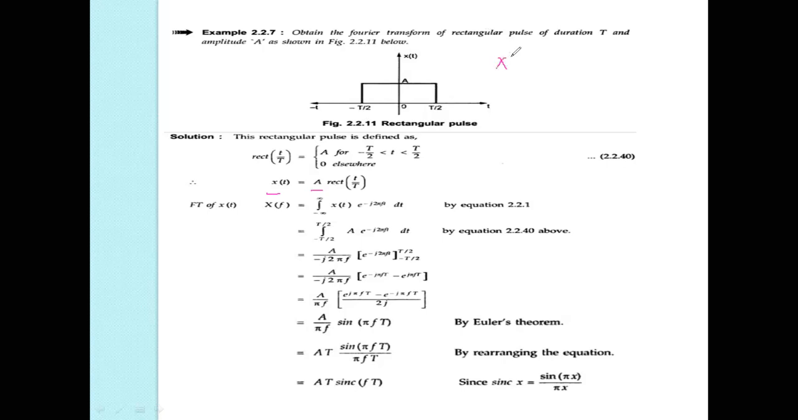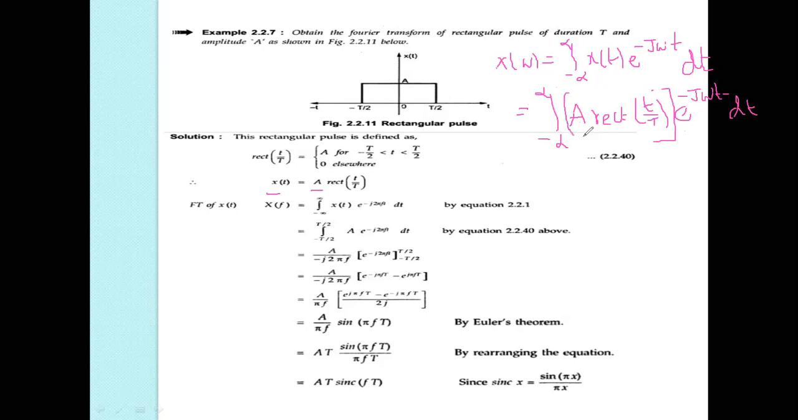X of omega is equal to the integral from minus infinity to infinity of x of t e power minus j omega t dt. This is the definition of the Fourier transform. The given signal x of t, its Fourier transform is X of omega. In this example, they are asking how to obtain the Fourier transform of a rectangular pulse. What is x of t? A into the rect of t by T, e power minus j omega t dt.